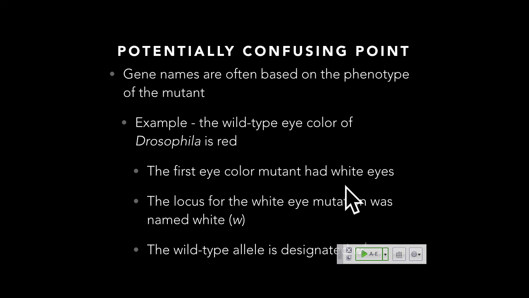All right. Now you might think that white would encode the pigment that gives the eye the red color. It actually encodes a protein required to deposit the pigment. But it gave it a white eye. So the gene that's responsible for the red eyes was called the white locus because it was based on the phenotype of the mutant. And it uses a small W. So W plus flies have what color eyes? They're going to have red.